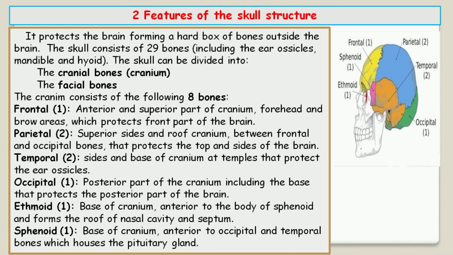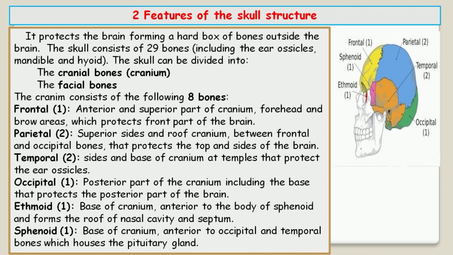Parietal, 2, superior sides and roof of the cranium, between the frontal and occipital bones, that protect the top and sides of the brain. Temporal, sides and base of the cranium, which protect the temporal lobes. Occipital, 1, the posterior part of the cranium, including the base, that protects the posterior part of the brain.